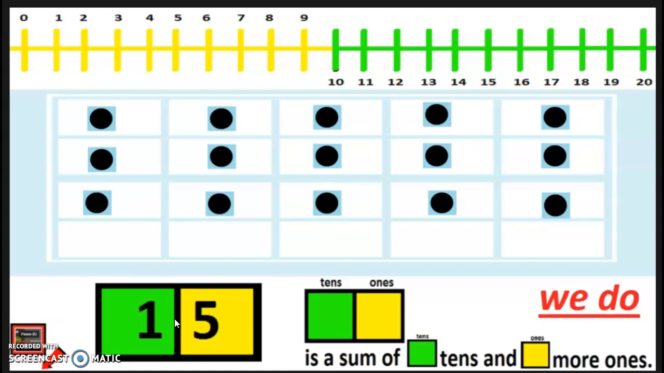Alright, here's our numeral 15. We should have 10 ones and then 5 more ones. Check your answer and see if you put 15 counters down correctly. If you did, high five someone. Let's go to the next one and see how much more we can do. Pause the video and let's get ready.